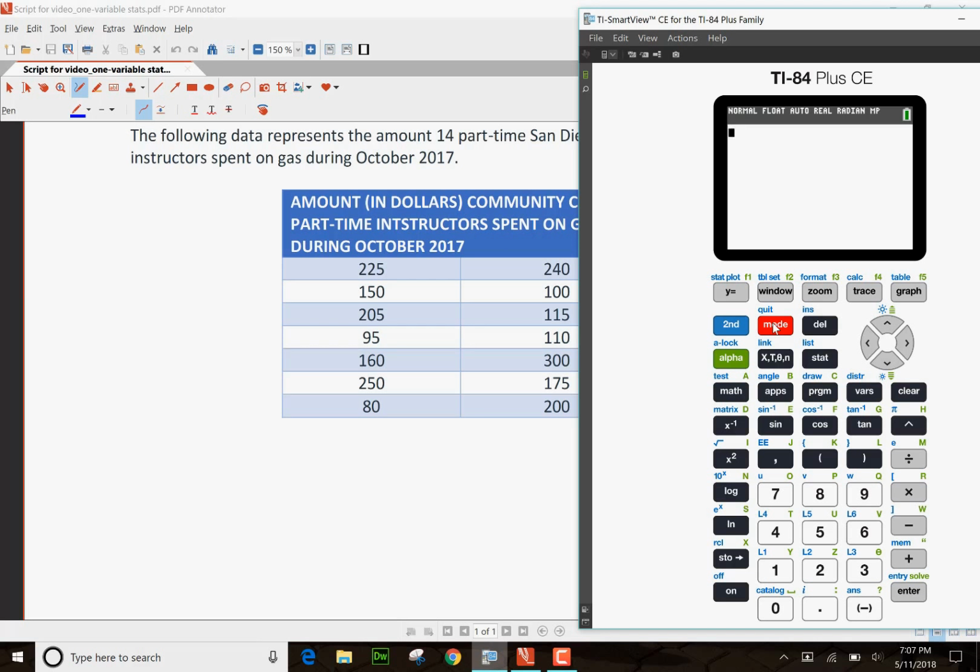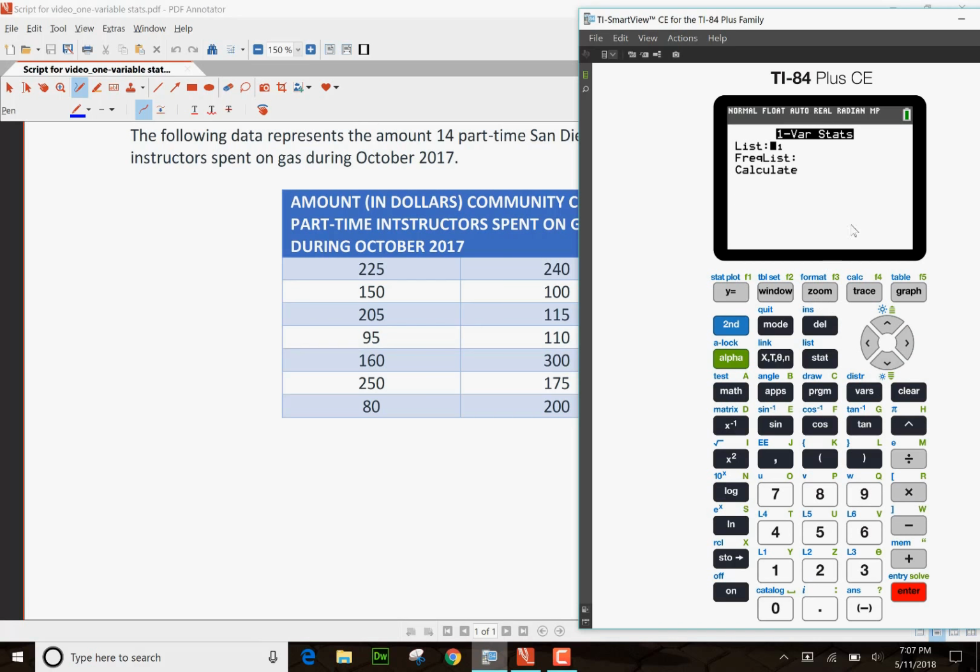So now we want our summary statistics for this one variable list. What menu do you think we go into? Beautiful. Stat menu. But this time, we don't need to edit a list. We need to calculate. And how many variables do we have? Right, one variable. So we can just hit enter, or you could hit the number 1 if you want.